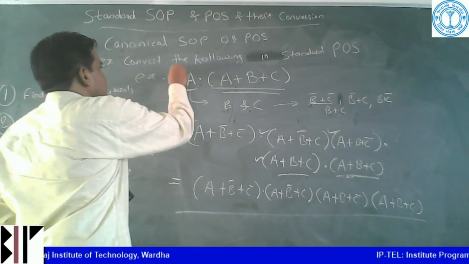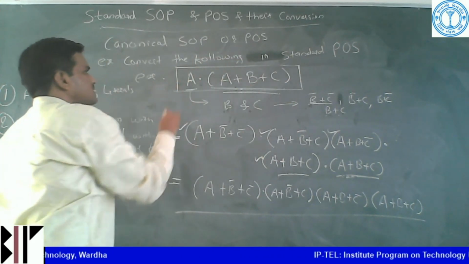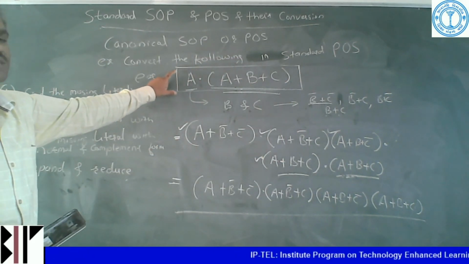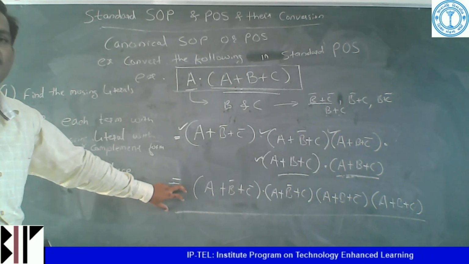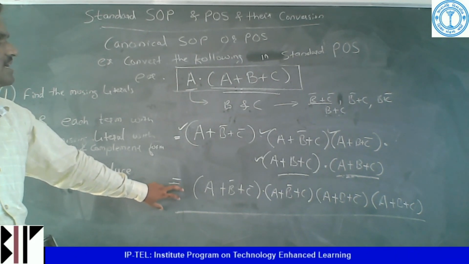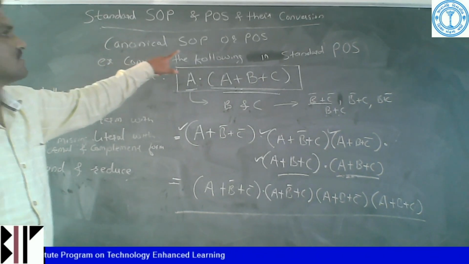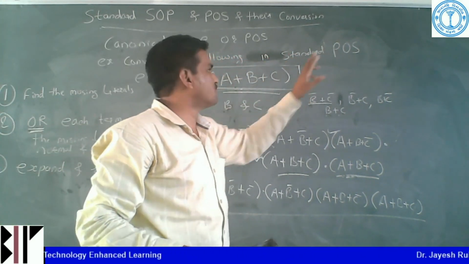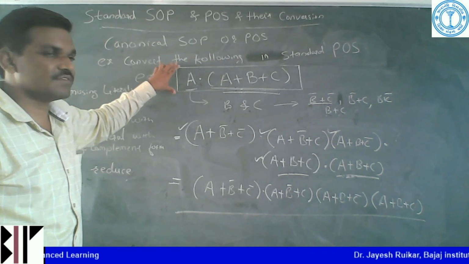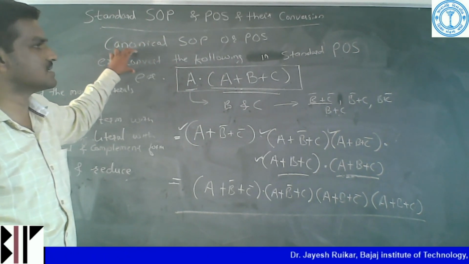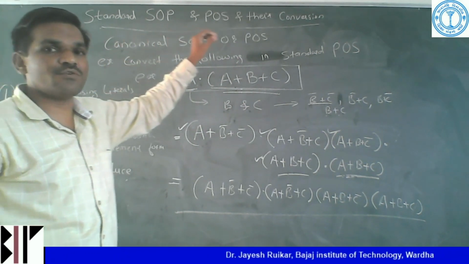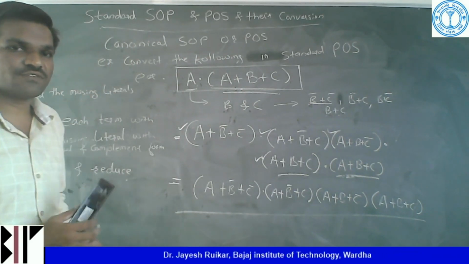So earlier the equation was this. This is the minimized equation, and this is your standard POS form. There may be a question that says convert the following into standard POS form. You have one equation and they are asking you about the conversion to POS form or SOP form. Okay, so that's all for conversion.